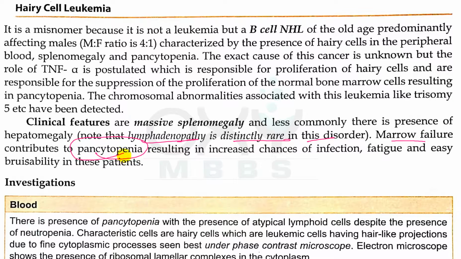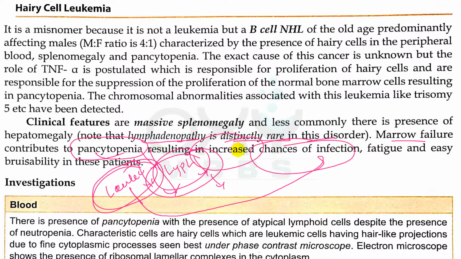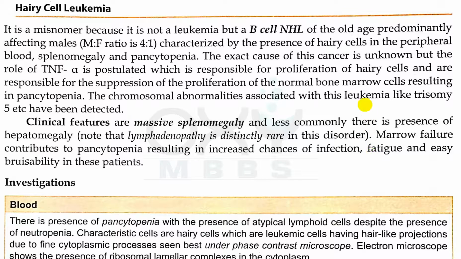Because of the pancytopenia the lymphocyte level decreases, and all the leukocyte levels decrease, and these are for fighting against infection. So if these leukocytes are less, then the chances of infection increase. As this leukemia or lymphoma occurs in old age patients, it causes fatigue in the patient, and as the thrombocyte level is less, there occurs bruisability in these patients.